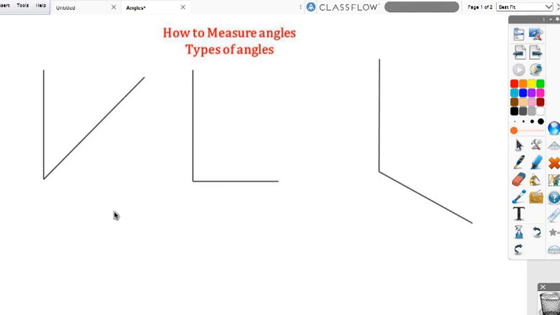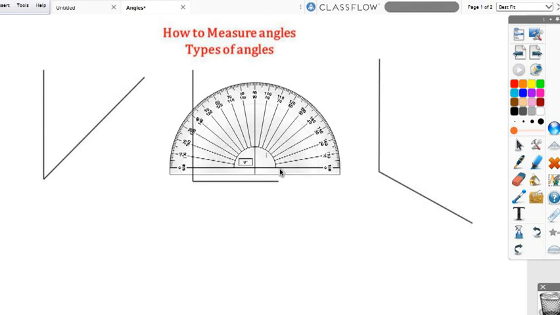Today I would like us to see how to measure angles, and as we measure the angles we'll also be learning the types of angles. Now to begin with, we have this angle here. What we use to measure angles is a protractor. So we have here our protractor.